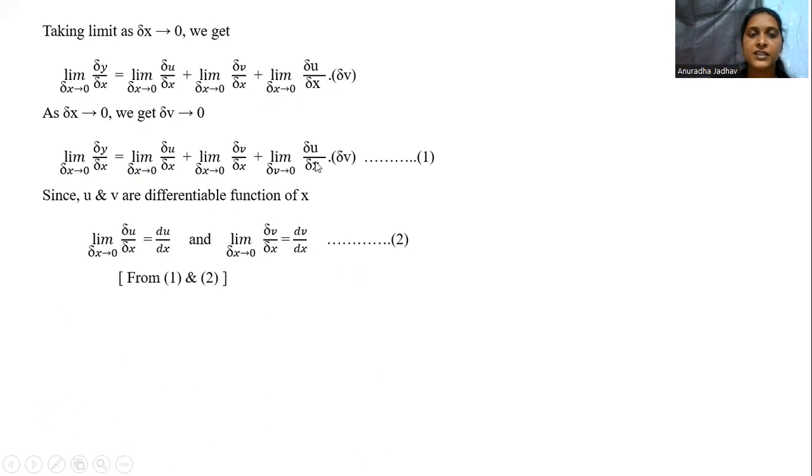From using equation 1 and 2, we can write limit as delta x tends to 0, delta y upon delta x. Here the missing term v, and here u. That is u into that term is denoted by dv upon dx plus that term is denoted by du upon dx into v.